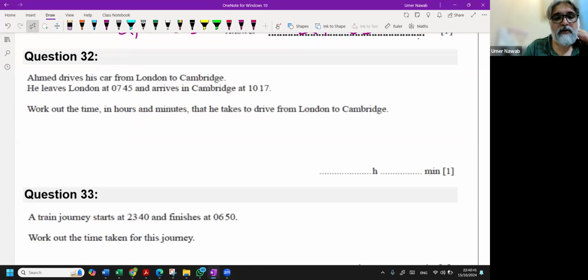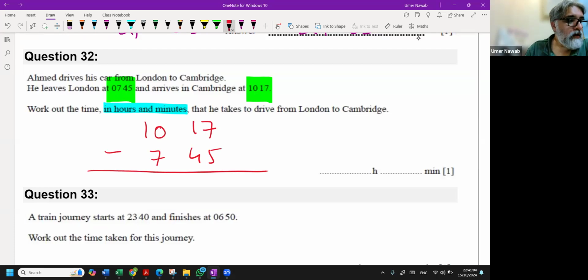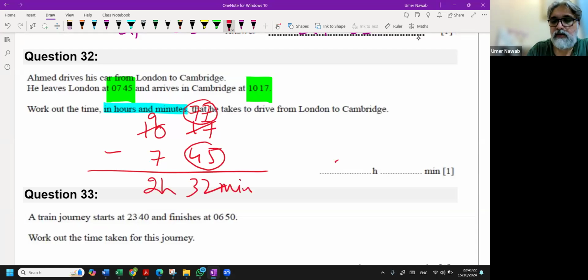Next, Ahmed drives his car from London to Cambridge. He leaves London at 07:45 and he finishes at 10:17. I want to give the time in hours and minutes. So again, we have to subtract. Ending time 10:17, starting time 7:45. I have to subtract. So 10 becomes 9, so 60 comes over here. So 60 plus 17 will be 77. So 77 minus 45 will be 32 minutes, and 9 minus 7 is 2. So 2 hours and 32 minutes.